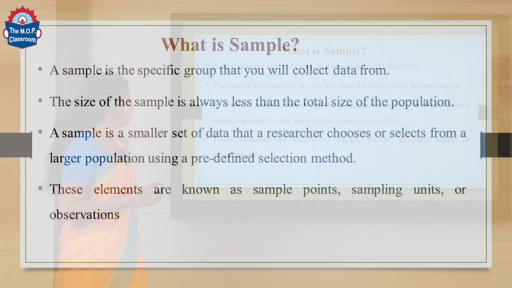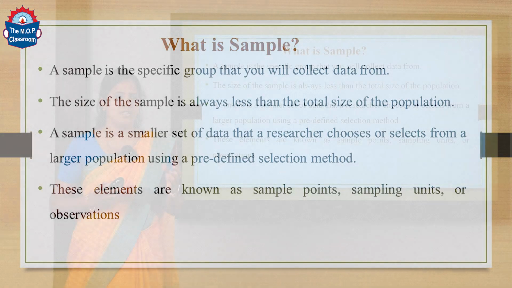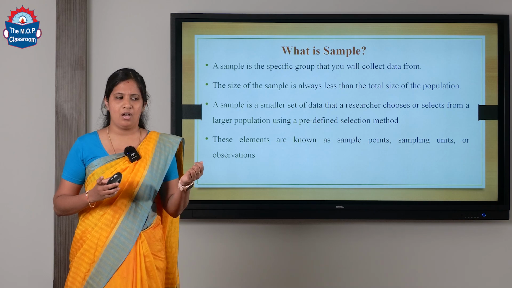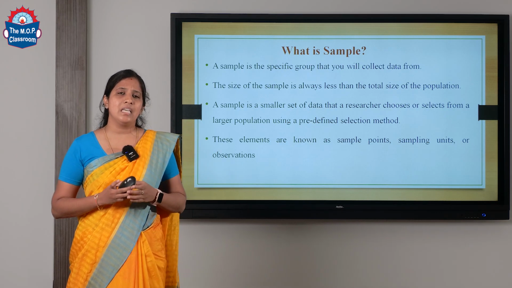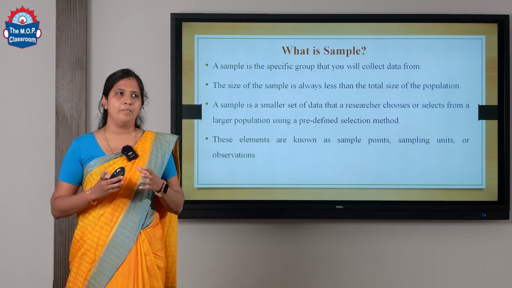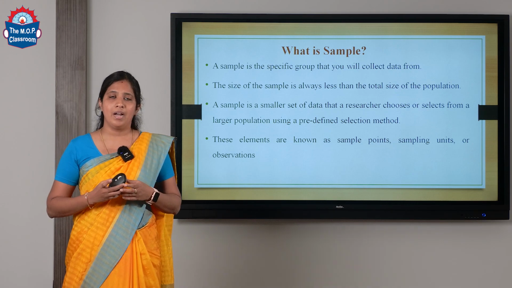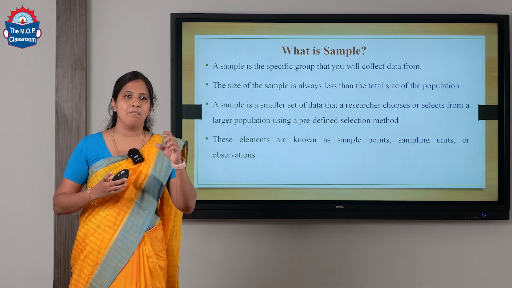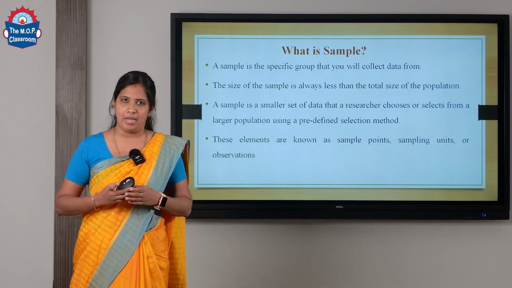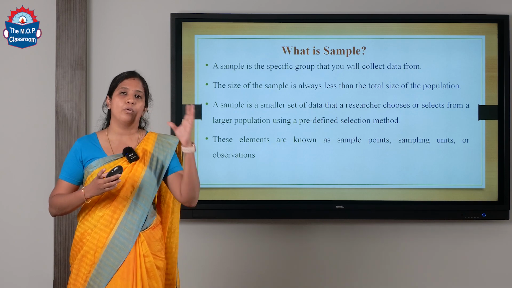So what is a sample? A sample is the specific group that you collect the data from. For example, if I am going to give a blood test to a lab technician, he will not collect or test my whole 6 liters of blood. What he will do is just get a sample of 50 ml from my whole 6 liters of blood. So that 50 ml blood is representing the overall population.